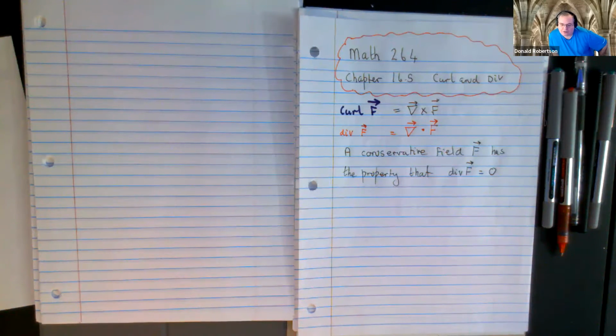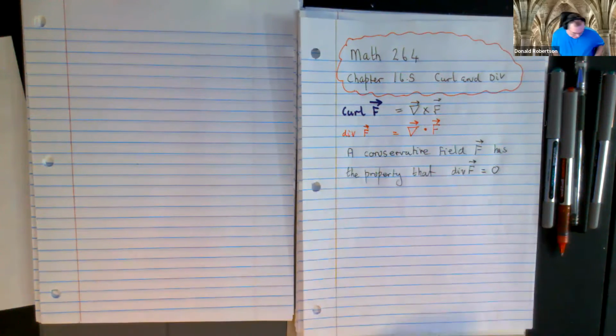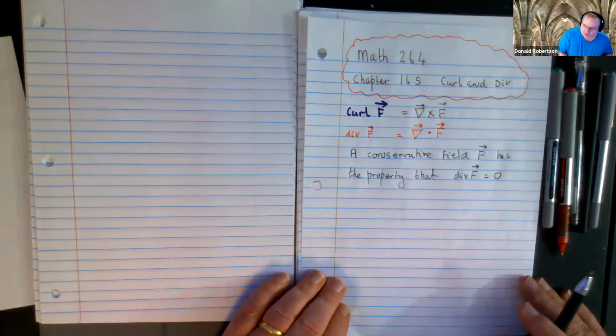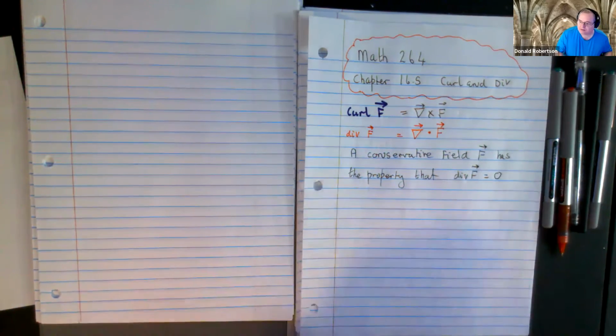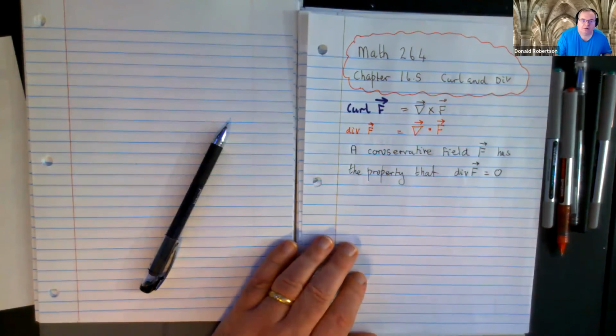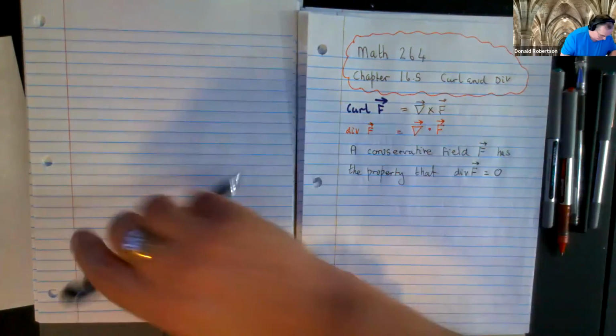So if you were asked, show or find out if this 3D vector field is a conservative field, then you just need to show that this is true. So far, so good. Right. Let me show you a little side issue.